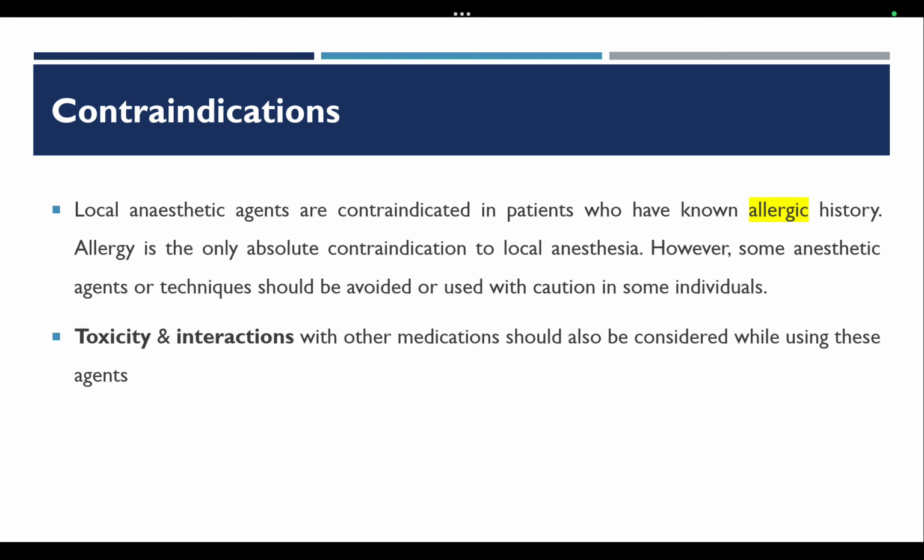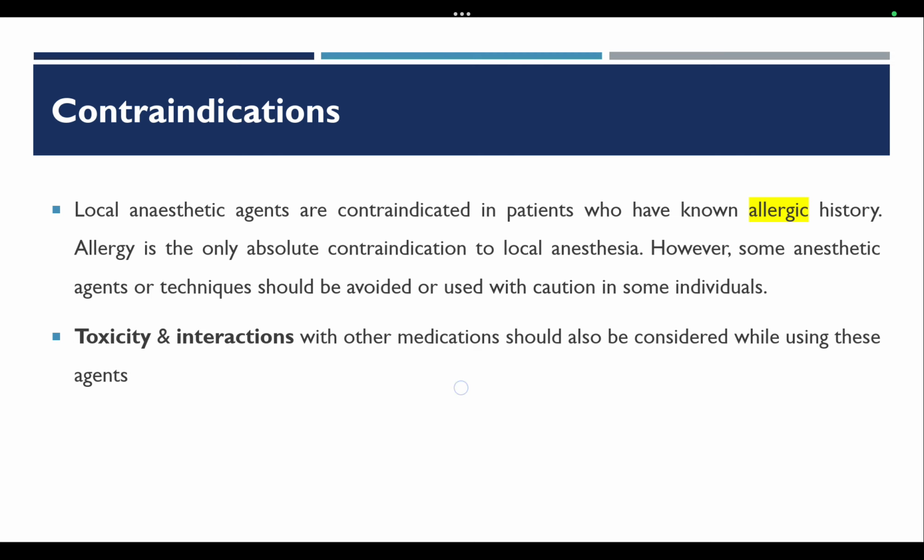Contraindication of the local anesthetic agent is related to the allergic history, which is known and mentioned by the patient. Allergy is the only absolute contraindication to local anesthesia. However, there are some other side effects or complications related to the individual's medical status, or you need to take some cautions in some individuals, as well as toxicity and interactions. So you have to know the drugs that the patient is taking, so that they do not cause interaction and toxicity to the patient.